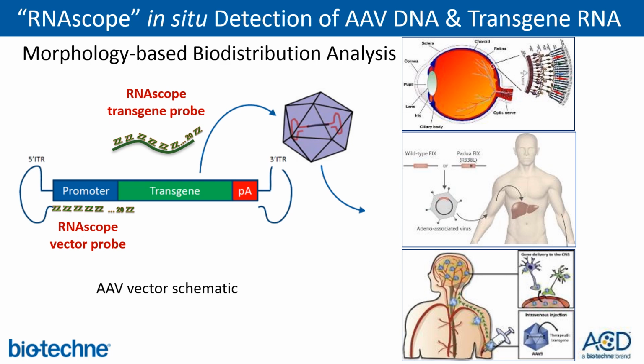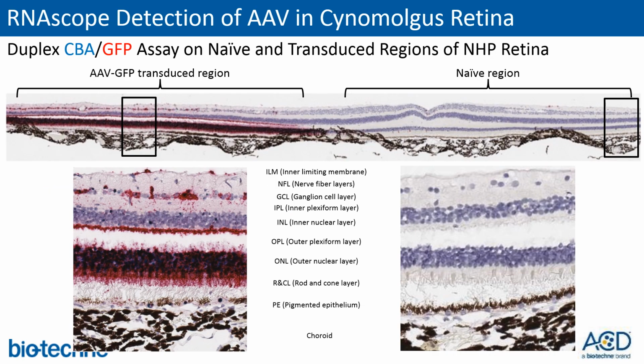So we have assays where we can incorporate probes for both transgene expression mRNA as well as vector DNA in the same assay. And these assays can be performed in any tissue to provide biodistribution analysis of vector genome as well as expression. And I'll use the next slides just to illustrate a few examples of that.